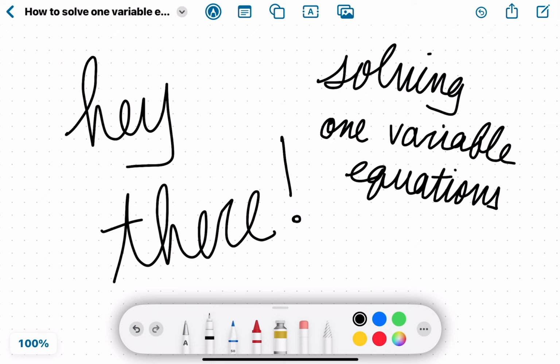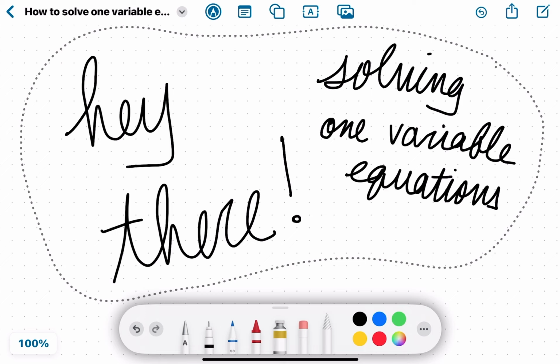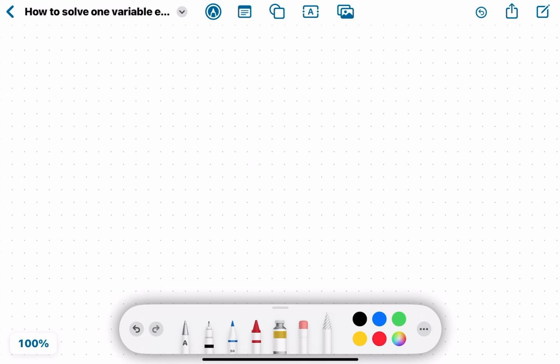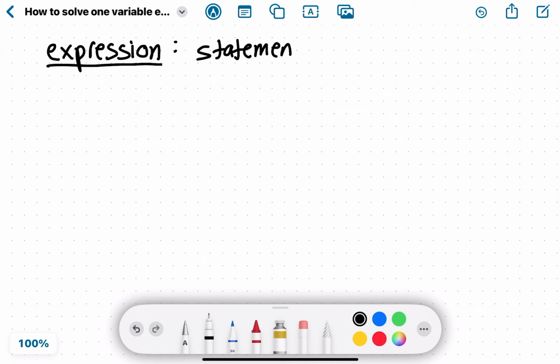Today we're going to be solving one variable equations. Let's get started. Before we start, we need to know the difference between an expression and an equation. An expression is a statement with only terms. For example, 2x plus 5.